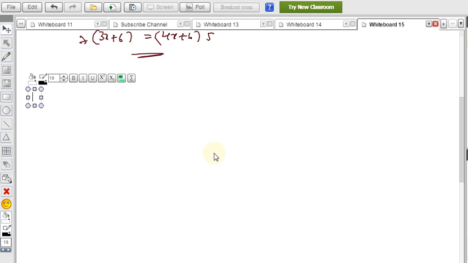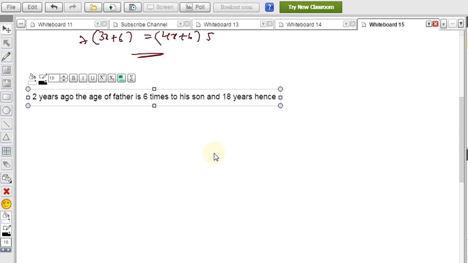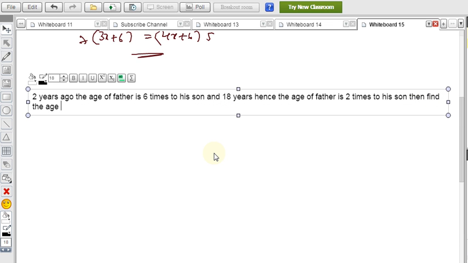Two years ago, the age of the father is 6 times his son's, and 18 years hence, so after 18 years, the age of the father is 2 times his son's. Then find the ages of the father and son.